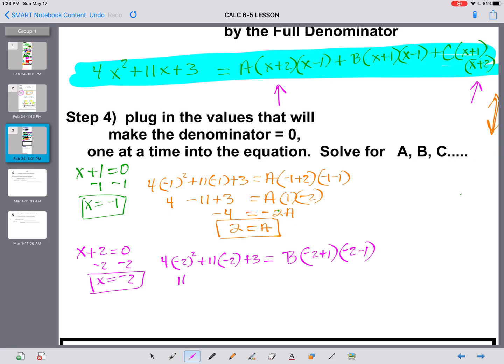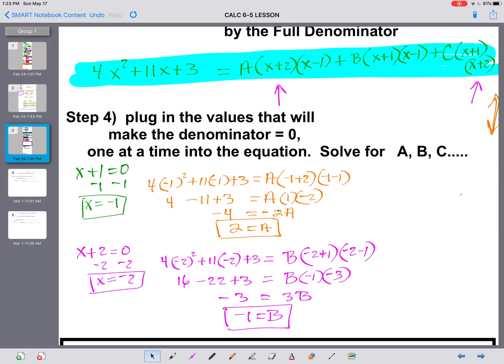That's going to be 16 minus 22 plus 3. What do we got here? We got B, we got a negative 1 times negative 3. That's going to be a negative 3 equals 3b. Divide both sides by 3. We get negative 1 equals b. There it is. We got our second letter.